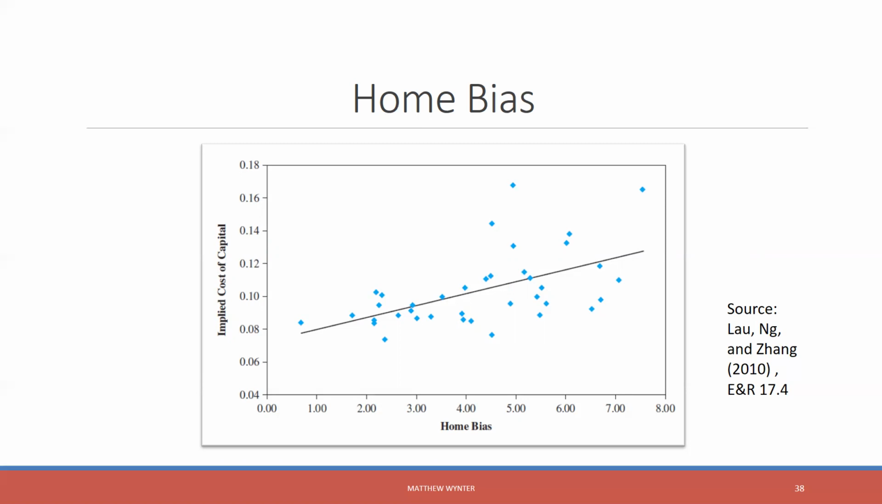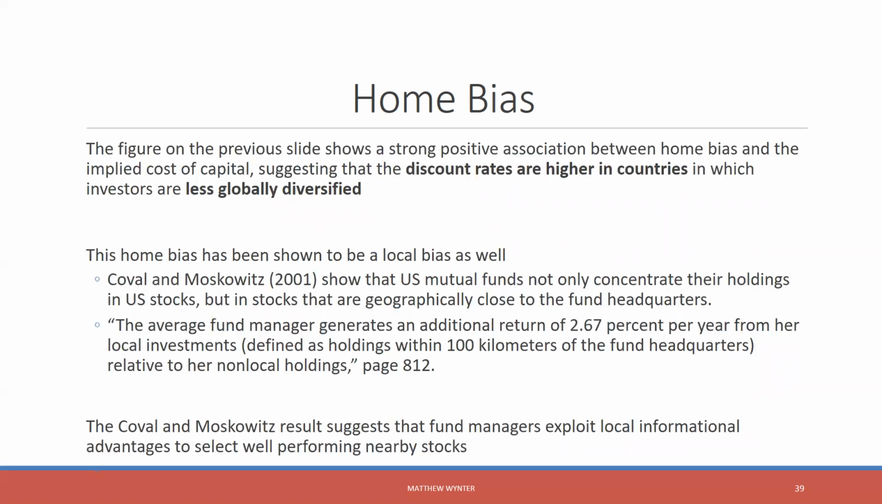If investors are less globally diversified, they bear way more systematic risk, and in exchange for bearing this higher systematic risk, they require more compensation in the form of a higher discount rate. So the figure on the previous slide shows a strong positive association between home bias and the implied cost of capital, suggesting that discount rates are higher in countries in which investors are less globally diversified. This home bias has been shown to be a local bias as well.